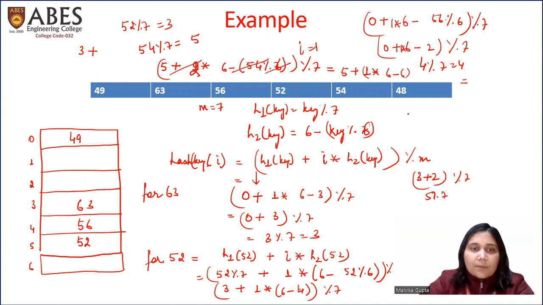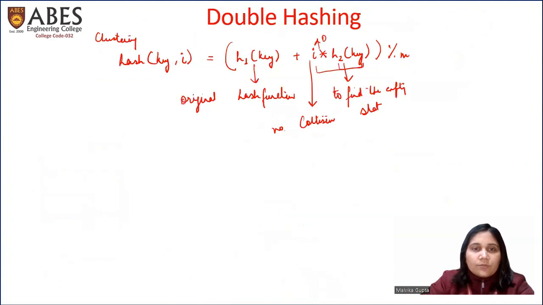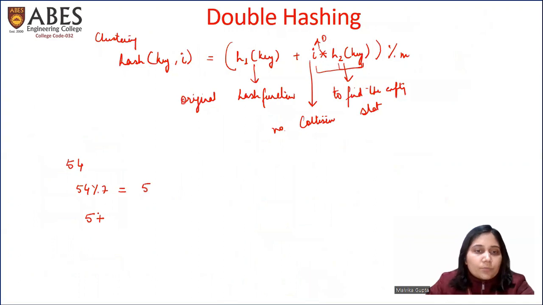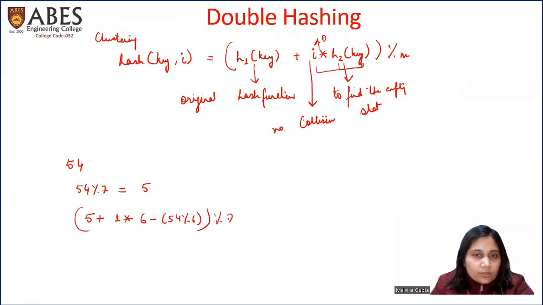Let's solve this one. I am solving it over here. The next value is 54. I am writing it over here. 54 mod 7, if you write it, will be 5. So at fifth position, we have a collision occurring over here. So I cannot put my value over here. So 1 multiplied by 6 minus 54 mod 6, mod 7. 5 plus 1 multiplied by 6 minus 0, mod 7. So it is 5 plus 6 mod 7. It means 11 mod 7, which in turn will become 4.